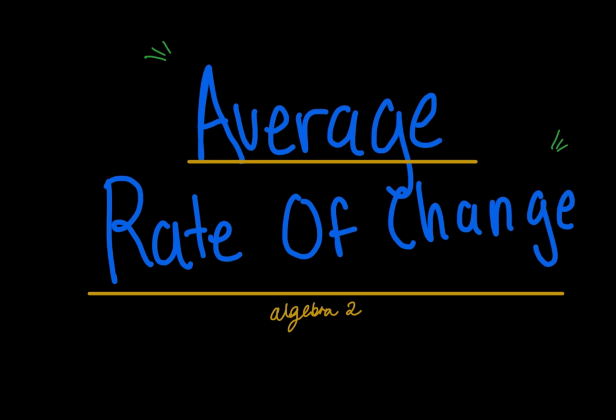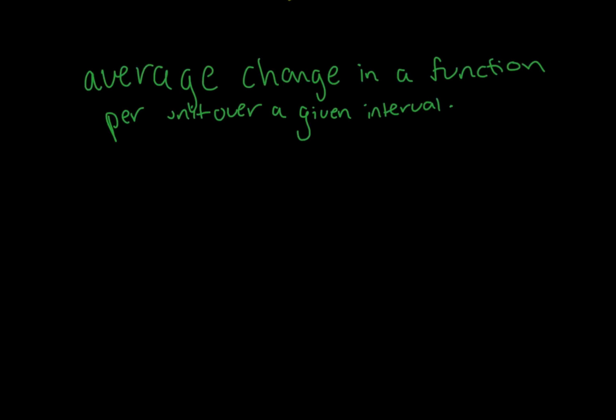Today we're going to be covering another Algebra 2 topic, specifically average rate of change. So let's just get right into it. Average rate of change is also known as the average change in a function per unit over a given interval. It basically describes how one quantity changes with respect to another.